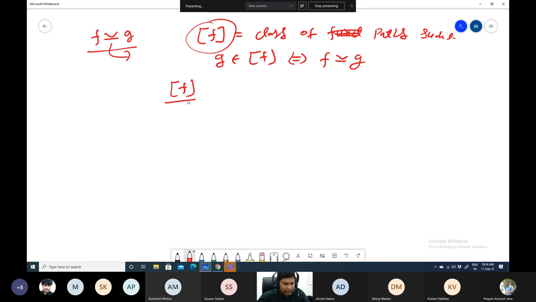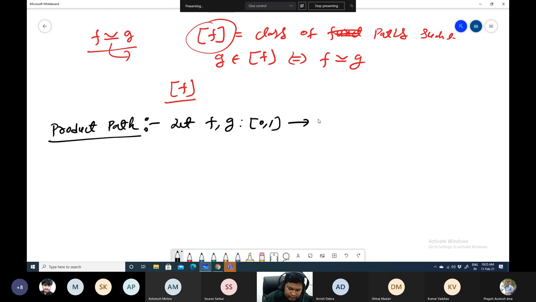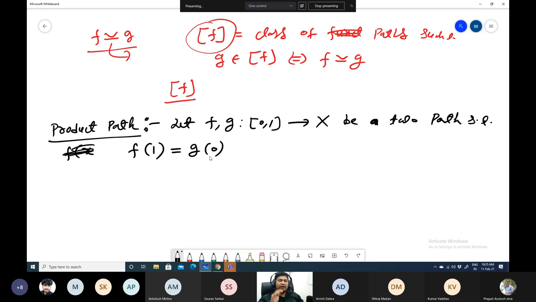Okay, now we can define the product of paths. Now to define a product, we need one important necessary condition. First of all, let f and g be two paths such that f of 1 is equal to g of 0. Say this condition holds. That means the path f stops where g starts.